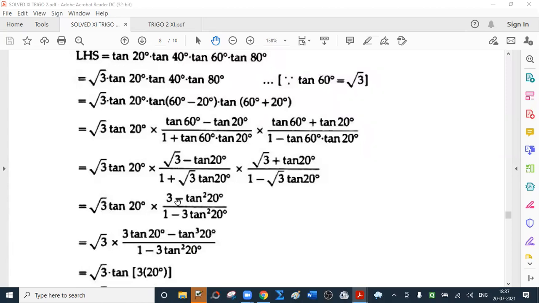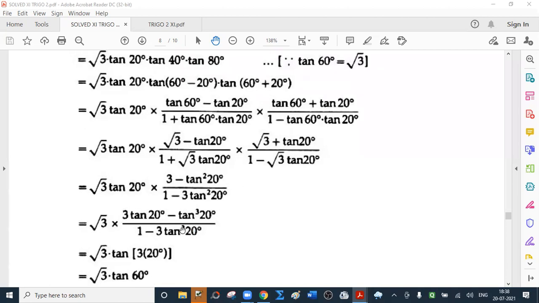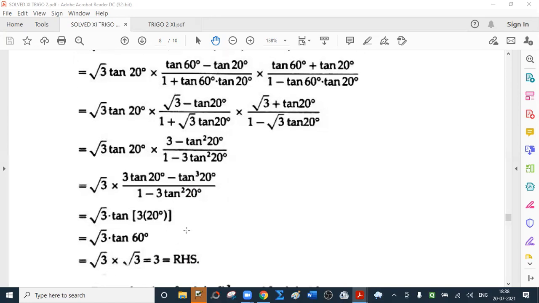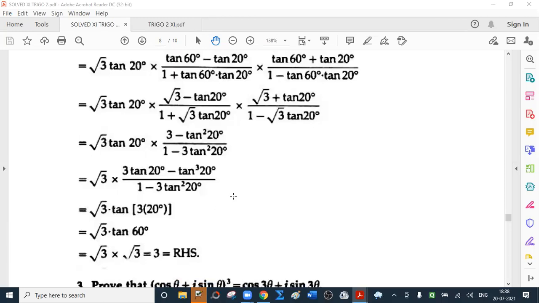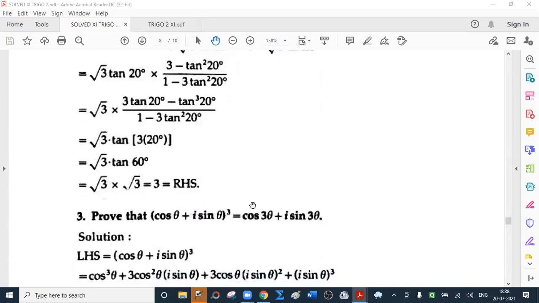Now multiply each term in the numerator by tan 20. So 3 tan 20 minus tan cube 20 upon 1 minus 3 tan square 20. Now instead of 20, say theta: 3 tan theta minus tan cube theta upon 1 minus 3 tan square theta is tan 3 theta. I hope you will not say 320 degree. It is 3 into 20 degree, that is 60 degree. But tan 60 degree is root 3. So what is the final answer? 3, which is nothing but the right hand side.